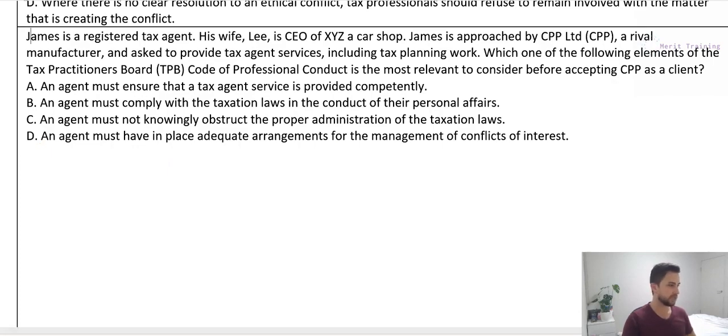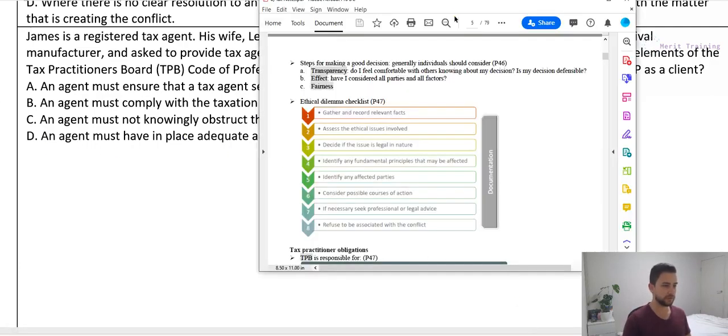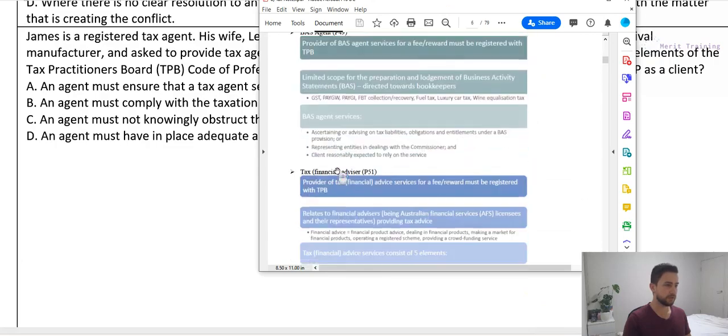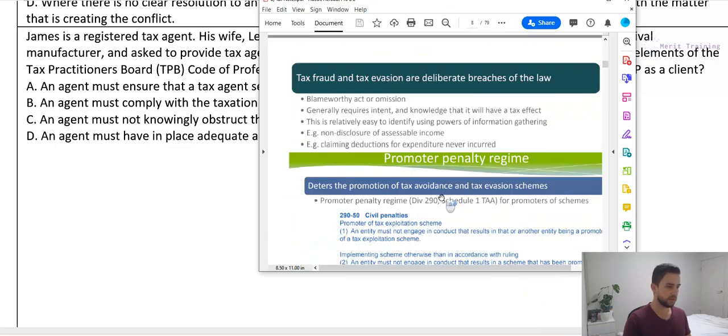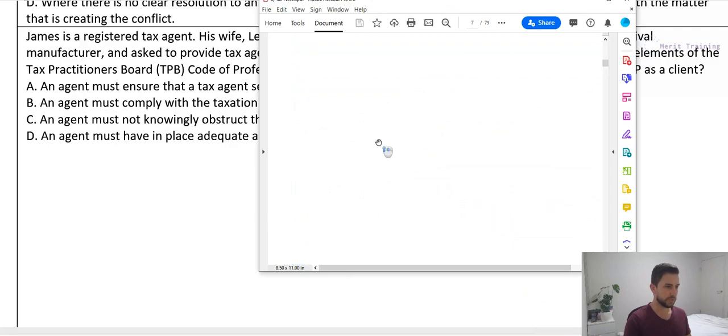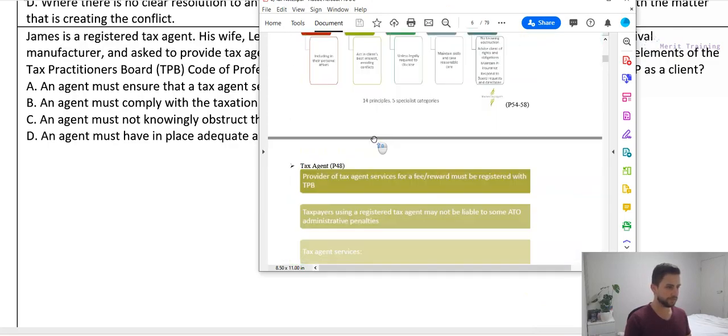Alright, so A is an agent must ensure that a tax agent service is provided competently. B, an agent must comply with taxation laws in the conduct of their personal affairs. C, an agent must not knowingly obstruct the proper administration of the taxation laws. Or D, an agent must have in place adequate arrangements for the management of conflicts of interest. Okay, so what we're going to do is pull up the TPB Code of Ethics, which was at the beginning.